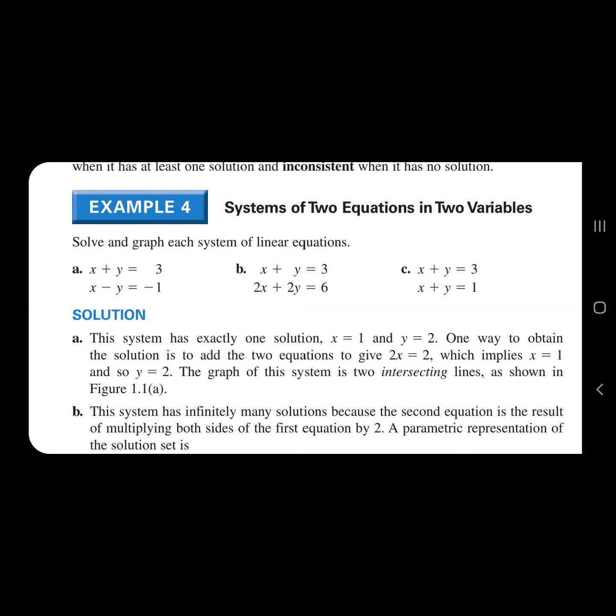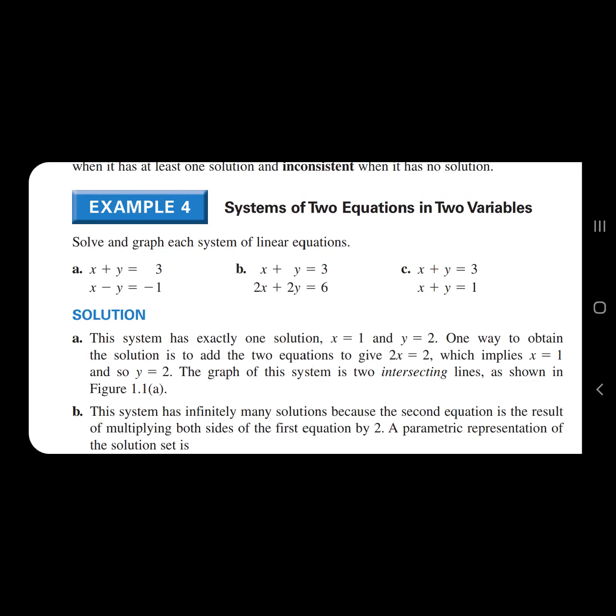By the way, in problem C, if you subtract the two equations, I would get 0 equals 2, which is false. So whenever you get something that's false, that always means no solutions. 0 equals 2 is false.